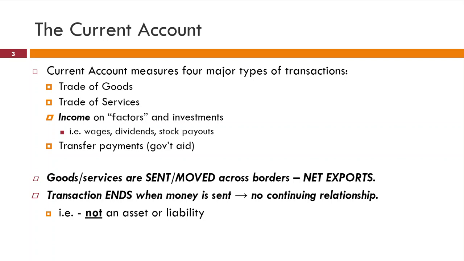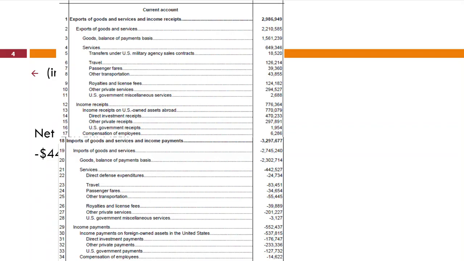This is going to contrast with the assets and liabilities that are going to show up on the capital and financial account, where the relationship continues. But in each of these transactions, even in the income transaction, I do work for another country, they send me money, that payment and that relationship are officially over at that point.